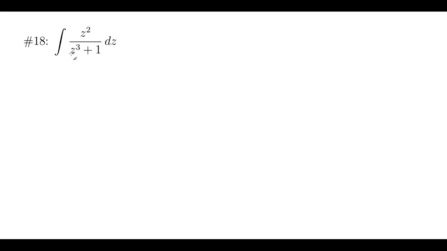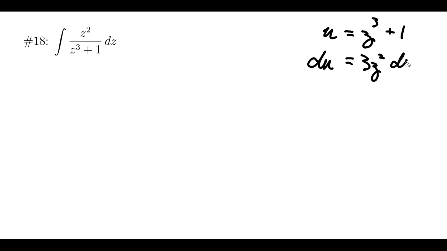If we look at this denominator, z cubed plus 1, I'll go ahead and write that. Its derivative, the derivative of z cubed, is 3z squared, right? So the differential of z cubed plus 1 is 3z squared dz. And we basically see that derivative here. Not with the 3, but we have the z squared. The constant factor doesn't really matter.